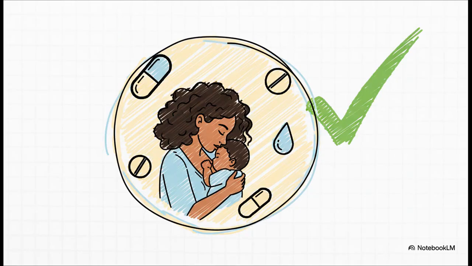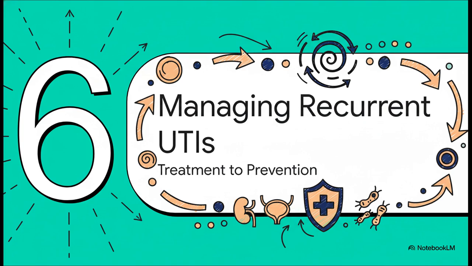Now for some good news. When it comes to breastfeeding, our options open up quite a bit. Many of the antibiotics we use for UTIs are considered compatible, which gives us a lot more flexibility than we have during pregnancy. All right, on to our final section, managing recurrent infections.